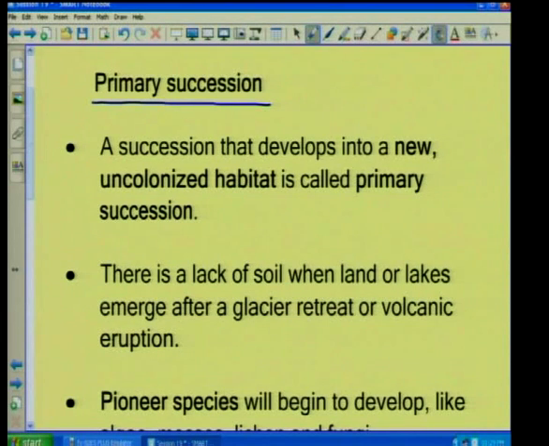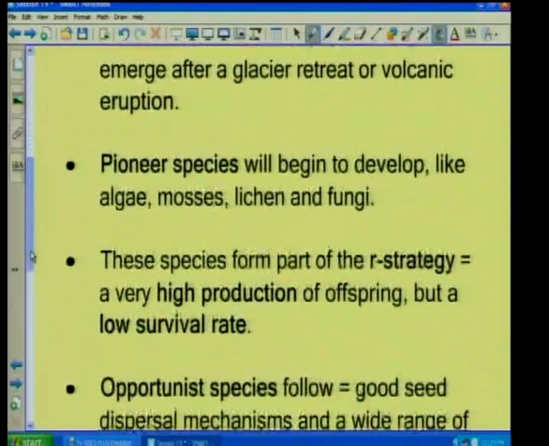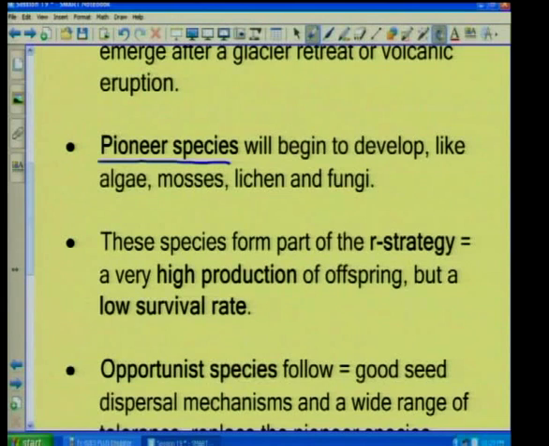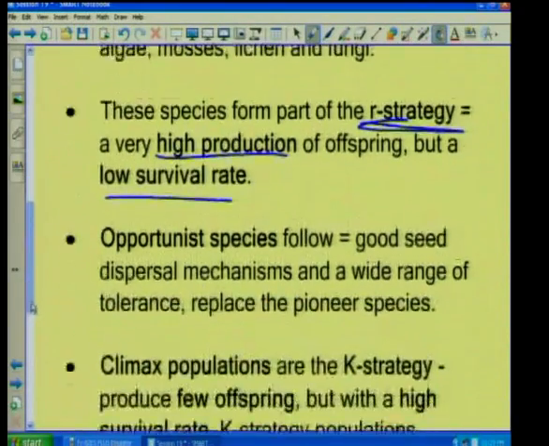Now, in this sequence of the succession process, you're always going to have a primary succession, and in that primary succession, you're going to start with a new uncolonized habitat. Okay, and there is a lack of soil, or land or lakes have emerged after a glacier or something. That will be followed by your pioneer species. And the pioneer species is going to develop like your mosses and your algae and your lichens and fungi. And what happens is they form part of the r strategy. Okay, lots of organisms that produce lots of offspring, but there's a very low survival rate.